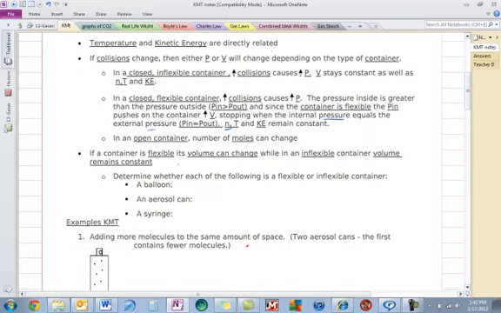Okay, so if a container is flexible, its volume can change, while in an inflexible container, the volume remains constant, unless, of course, you reach the capacity of the container, where it ends up kind of like blowing up or can't go anymore. So let's determine which of the following are flexible or inflexible containers.